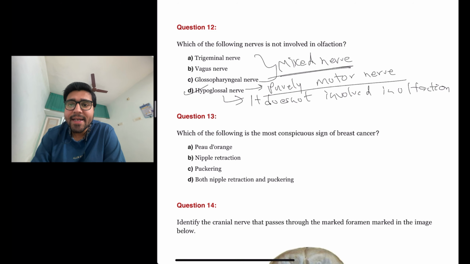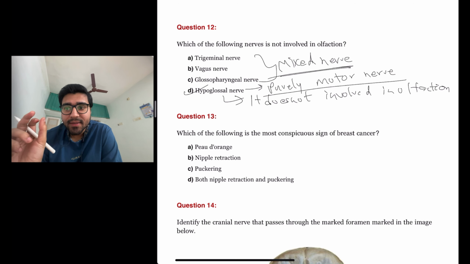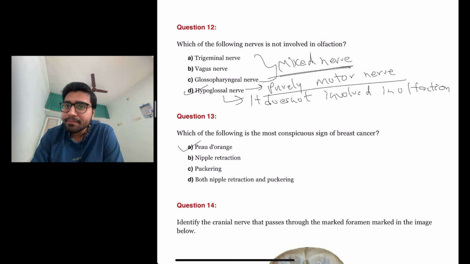Answer is D. Hypoglossal nerve. Which of the following is the most conspicuous sign of breast cancer? It means the sign that clearly indicates that it is a case of breast cancer. That is known as the most conspicuous sign. So that is only one, peau d'orange.